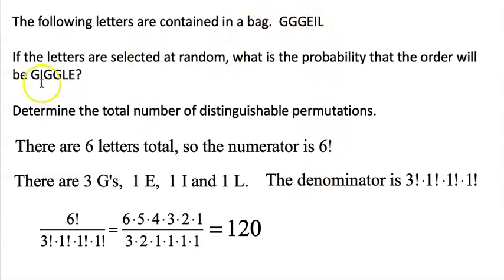And how many of those scramblings are giggle? Well, one of them. That's one of the distinguishable permutations. So our probability of getting the word giggle by grabbing these at random out of the bag is 1 out of 120. Okay, next.